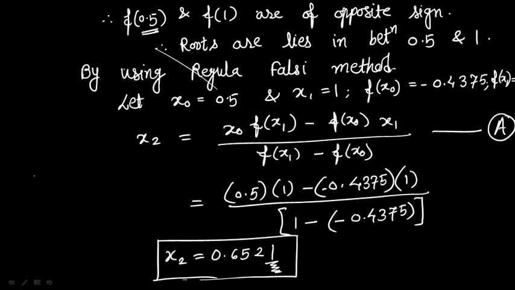The root lies between 0.5 and 1. Therefore x0 equal to 0.5, x1 equal to 1, f of x0 and f of x1, these values we substitute in the equation A and simplify this, we get 0.652. Now we find out each and every value up to 4 decimal places. If there is a change in the last decimal place, then plus minus 1 difference is okay.